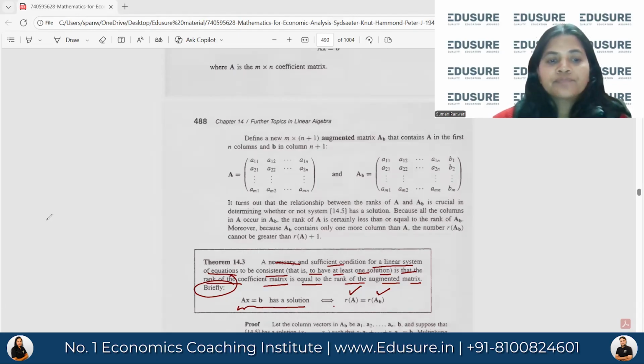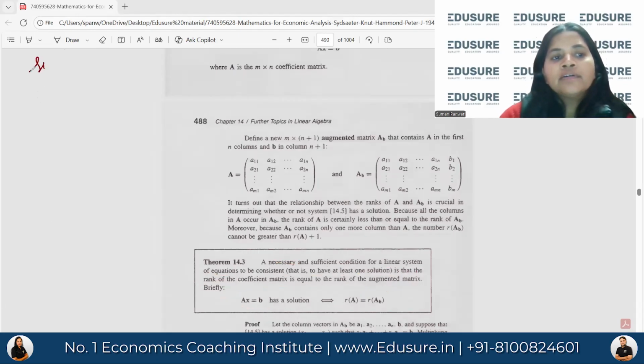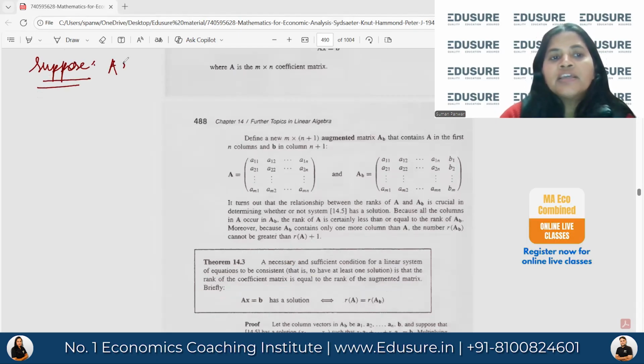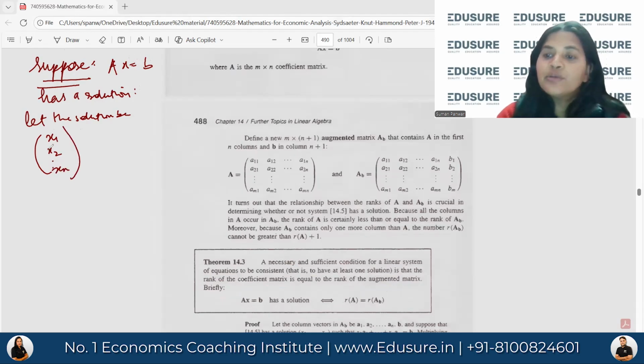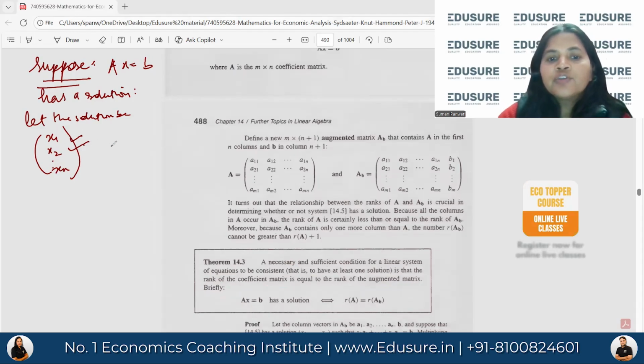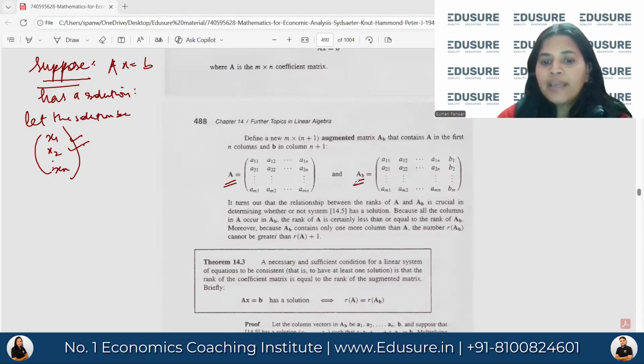Let us see. First assume the first side. Suppose Ax equals B has a solution, and let the solution be x1, x2 till xn. This is my solution vector x. So I want to prove that the rank of A is equal to the rank of [A|B]. All right, so let us see.